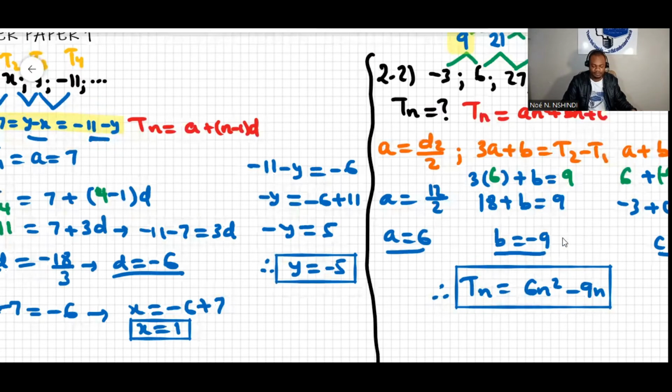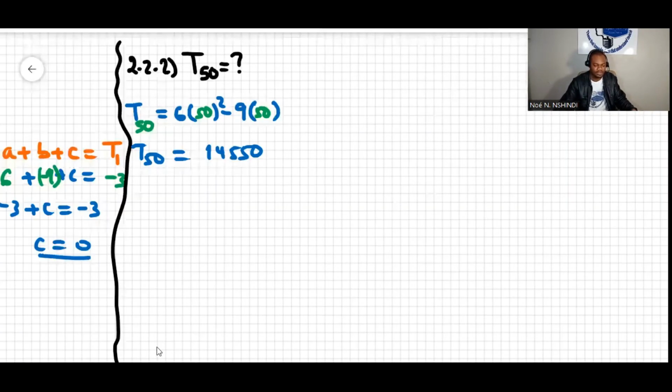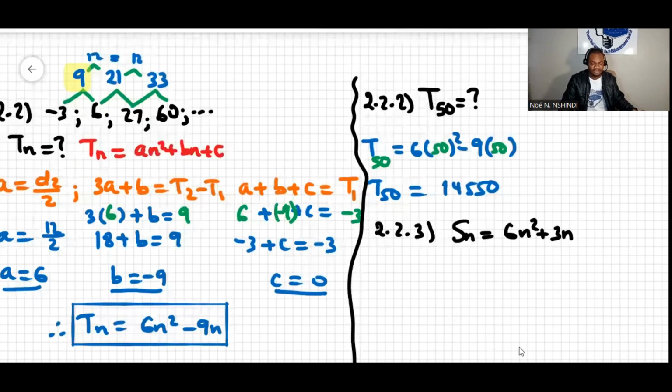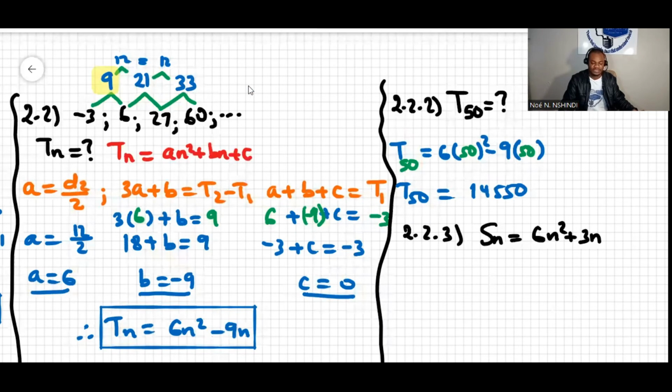Now, I'm going to write here 2.2.3. Over here we just need to prove that Sn of the first differences is equal to 6n squared plus 3n. But how can we do that? They say Sn is the sum of the first differences, so 9 plus 21 plus 33 plus 45.